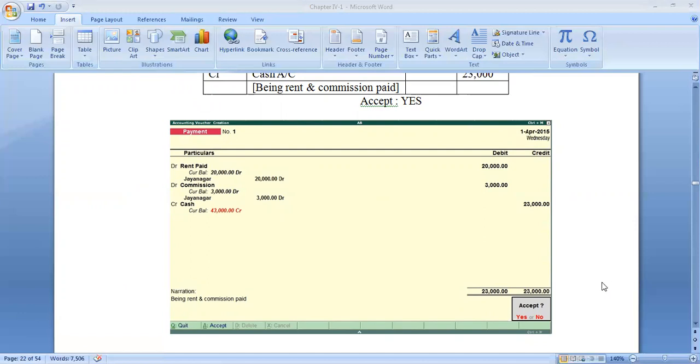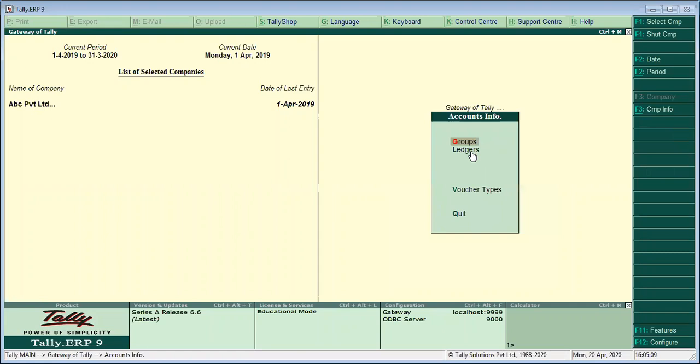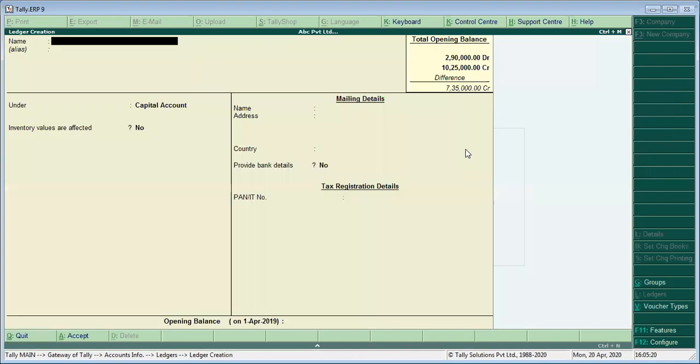So go to the Tally software. The company is already created by you in the previous session. So we will prepare the accounts info, that is, we'll go to ledger. Click on ledger, create. So what was the transaction? Paid rent and commission of rupees so and so, which falls under indirect expenses. So both are indirect expenses.